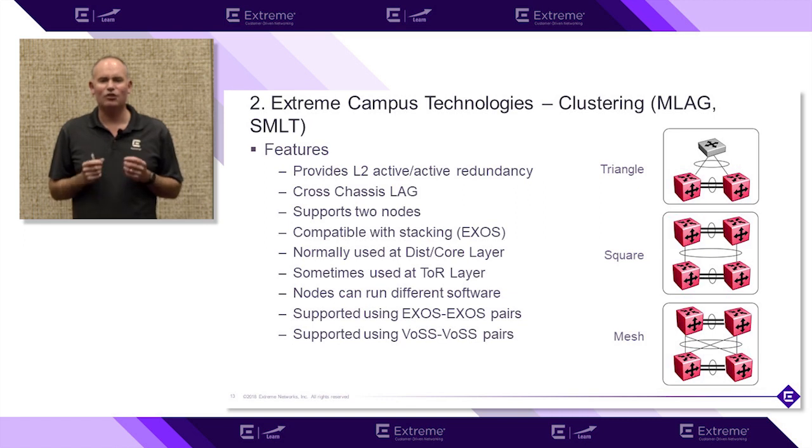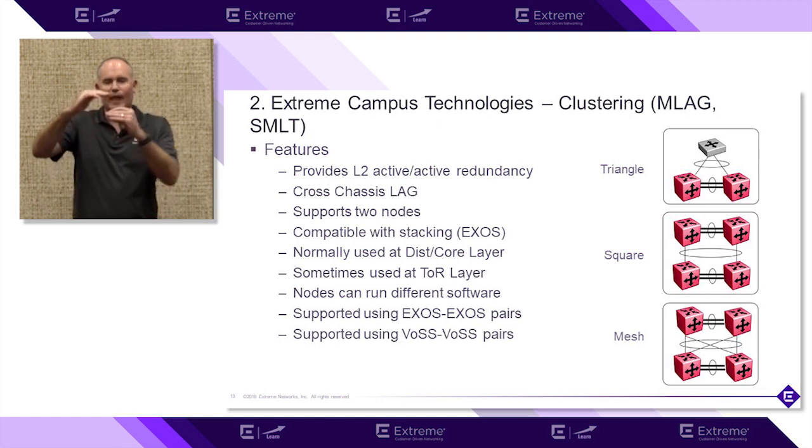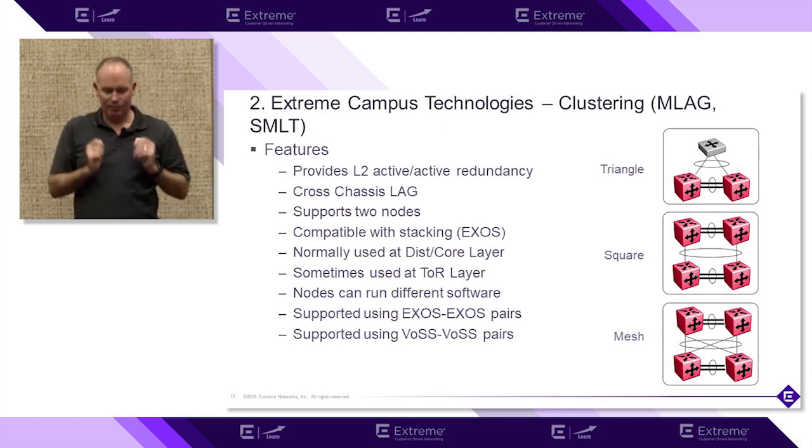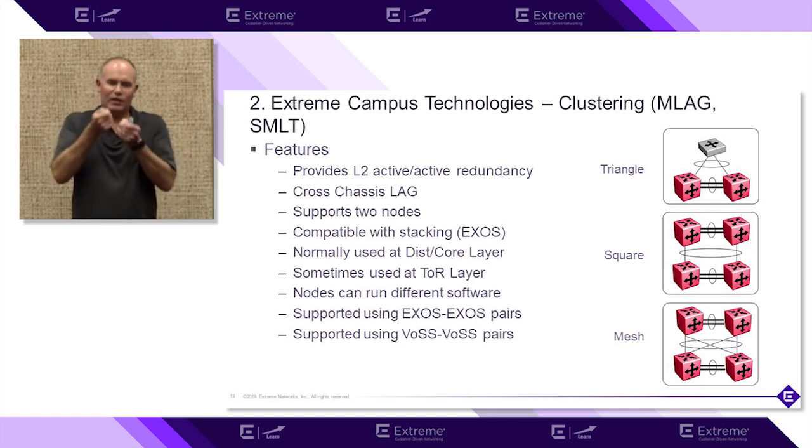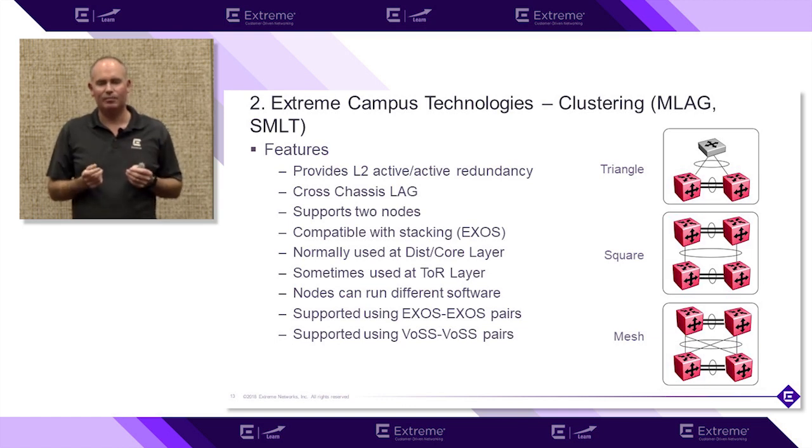Switch clustering is normally used in the core and distribution layer. It provides very high resilience and active-active load balancing. However, sometimes it's used in the top-of-rack layer for servers, and there's a particular reason for that. If you think in a data center top-of-rack, we have 2 switches. If we stack these switches together, we would connect the server 1 port to one switch, 1 port to the other switch. This would provide resiliency and load balancing.